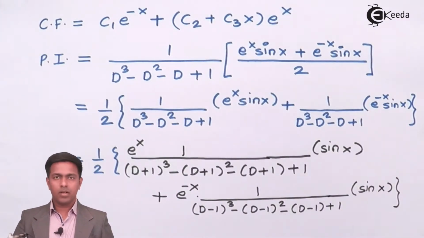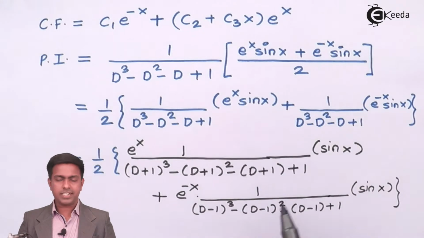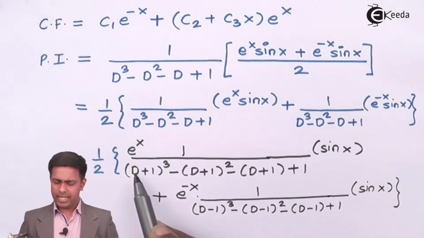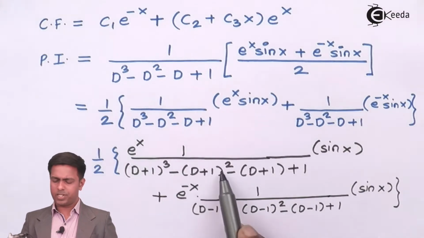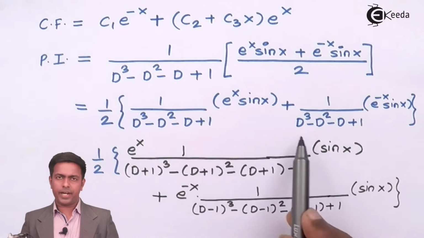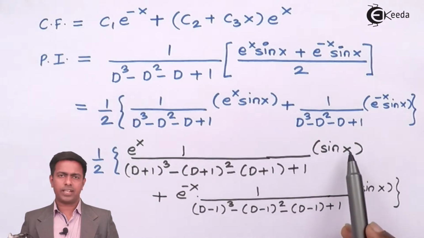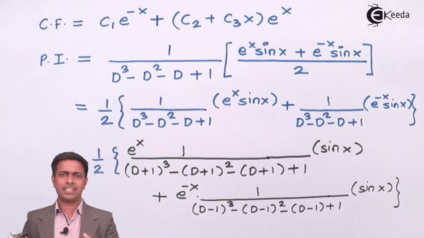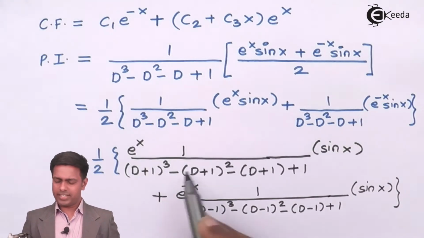Now let's expand these brackets. So d plus 1 cube I'll expand by using the formula of a plus b the whole cube. This is a plus b the whole square and so on. And then we'll apply this operator on sine of x. So guys, here I'm going to use the rule of sine ax to get the answer. So let's expand it first.